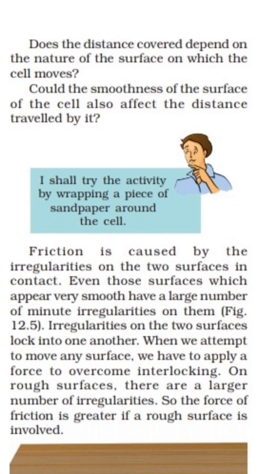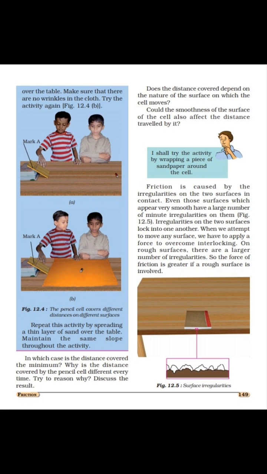Now Bojo tries the activity by wrapping a piece of sandpaper around the cell, and that time also it covered less distance because of the roughness of the sandpaper. Today, up to this we covered; the remaining part we will see in the next period.